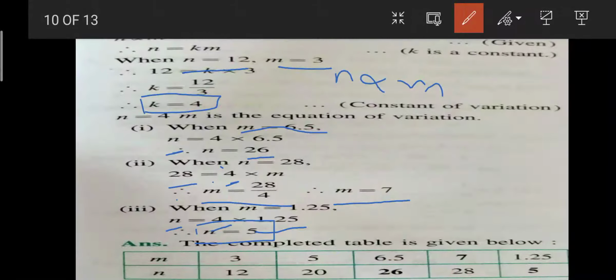Similarly, when m is 1.25, what is our n? So here we will use n is equal to km. What is our k? That is 4. And what is the value of m? That is 1.25. So when we multiply, we get n is equal to 5. So again you will have to make the table, and again you have to show that the values are 26, 7 and 5. Okay. So again you have to do the table, and wherever there is fill in the blanks you have to show it.